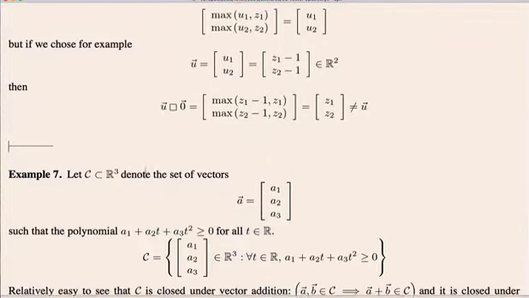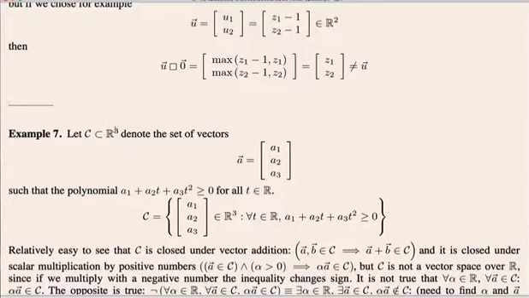Another example, let C be the subset of R3 vectors with components a1, a2, a3, such that the polynomial a1 plus a2t plus a3t squared is greater than or equal to 0 for all real number t. Another way to write this down with the set notation is that C is the set of three vectors a1, a2, a3, such that for all t real number, a1 plus a2t plus a3t squared is greater than or equal to 0.